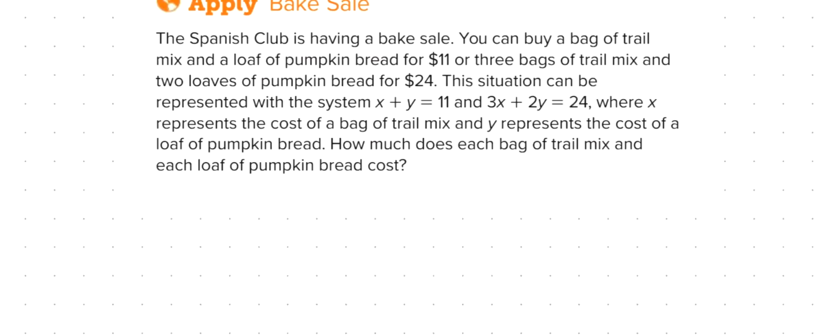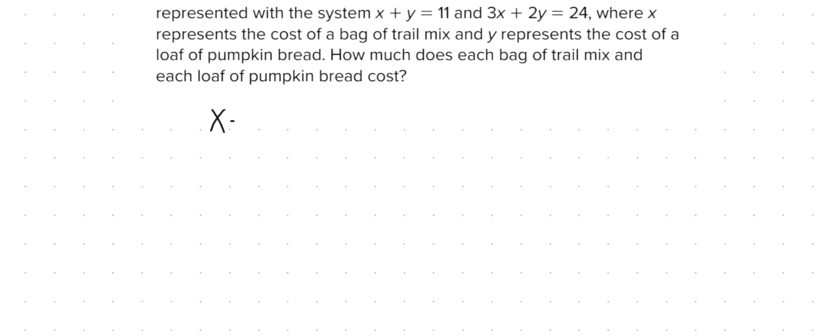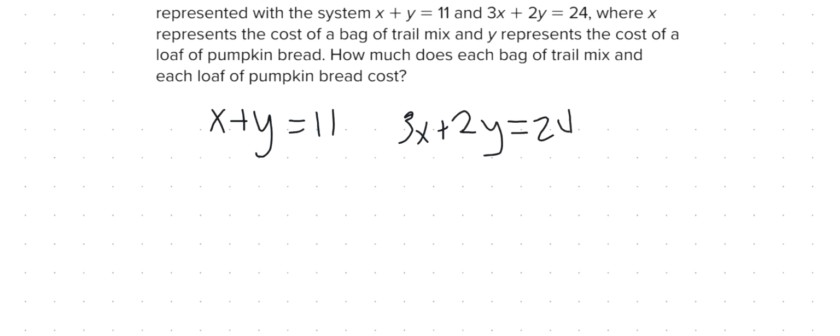So we need to solve this system of equations to find the value of x and the value of y. How are we going to do it? Well, we're going to graph the equations, okay? The first equation is x plus y is equal to 11. The second equation is 3x plus 2y is equal to 24. We need to put them in y-intercept form. Okay, we need to leave the y by itself. This one is really easy. We're going to subtract x on both sides. So y is equal to negative x plus 11.